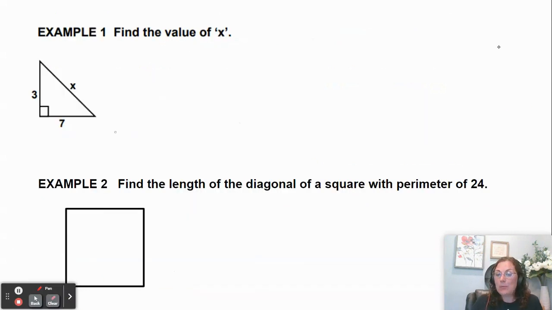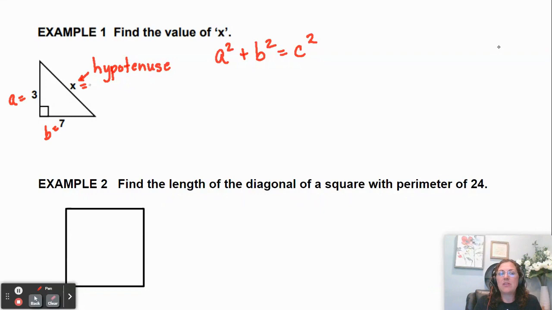So in example 1, we're just going to find the value of x. And I want you to notice that x is actually the hypotenuse. So we're going to use A squared plus B squared equals C squared. And I'm going to let A be 3. I'm going to let B be 7. And then I'm going to let X be C. So in place of A, I'm going to put a 3. In place of B, I'm going to put a 7. And in place of C, I'm going to put an X.